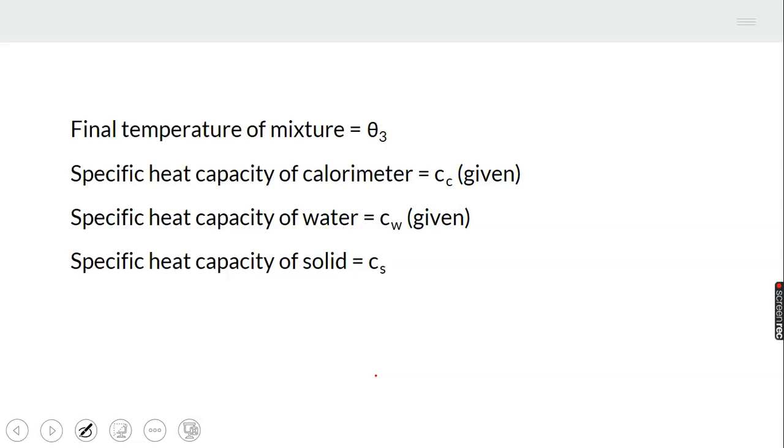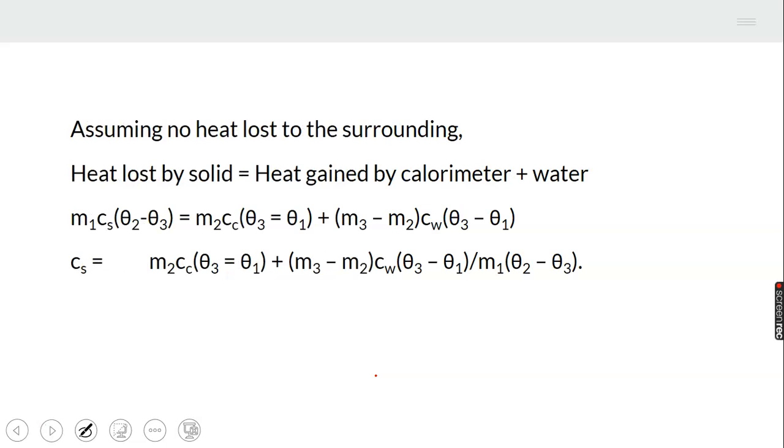and the specific capacity of the calorimeter is Cc. The specific capacity of water is given. It is 4,200 joules per kilogram per Kelvin. And the specific capacity of the solid is Cs. So we said that we are going to be applying rules. Even though heat is lost, if minimum heat is lost in the process, we just assume that there is no heat loss to the surrounding.